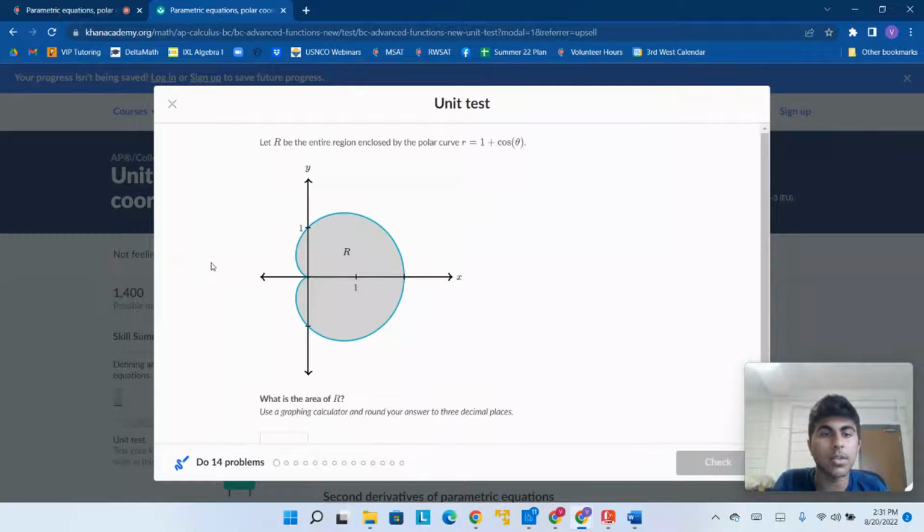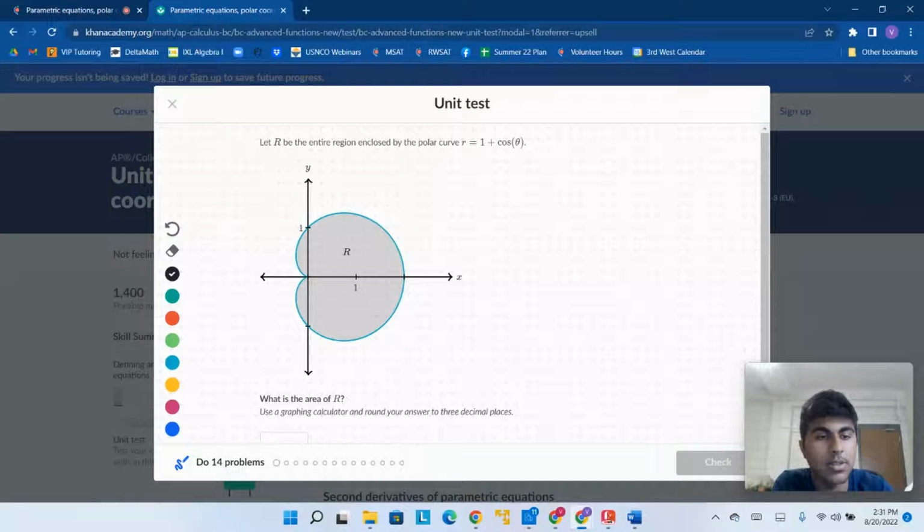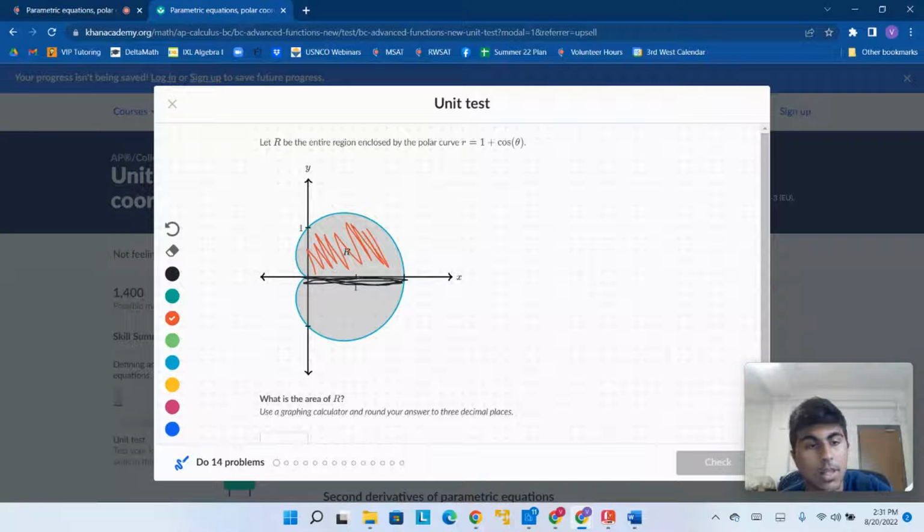Let's go. Let R be the entire region enclosed by the polar curve r equals 1 plus cosine of theta. And we're asked to find the area of R. All right, how are we going to do that? Well, let's draw a line here. So we can just find this area and then multiply it by 2. Okay, so 1 plus cosine of theta. When theta is 0, then we get this right here. Now when theta is pi, we get this.